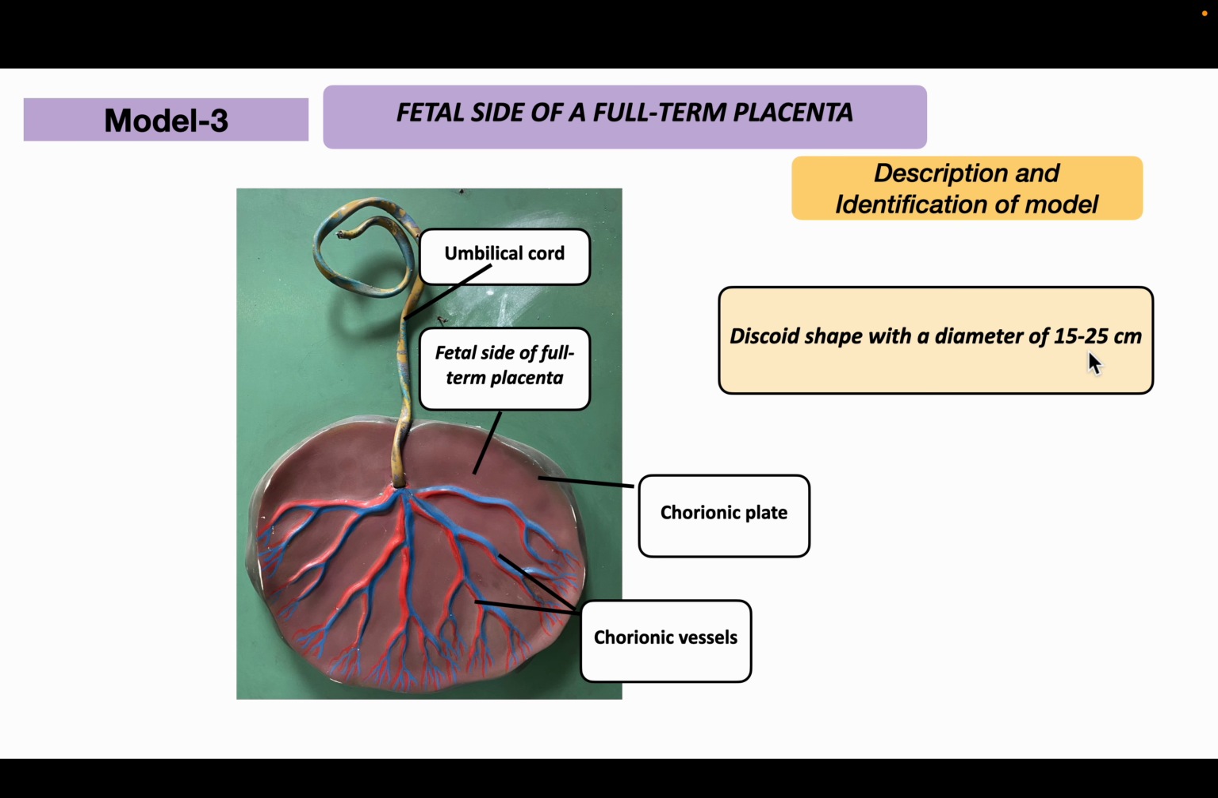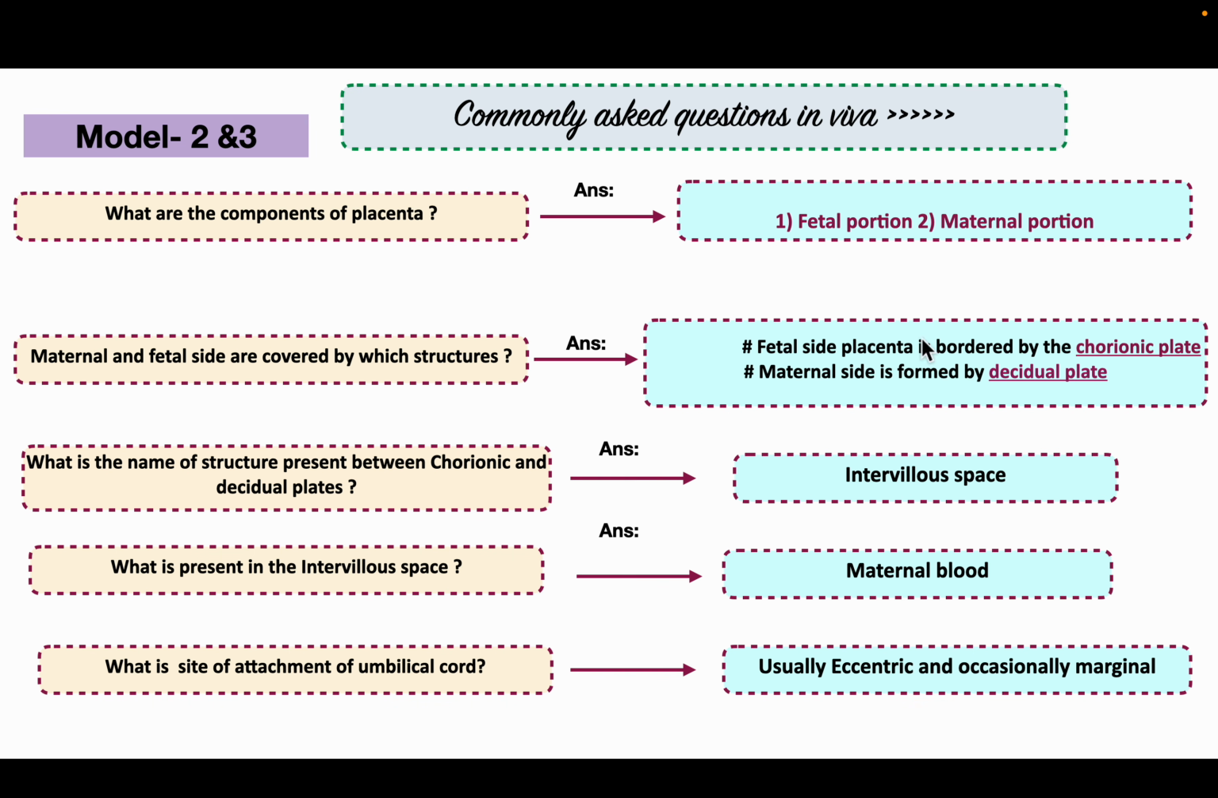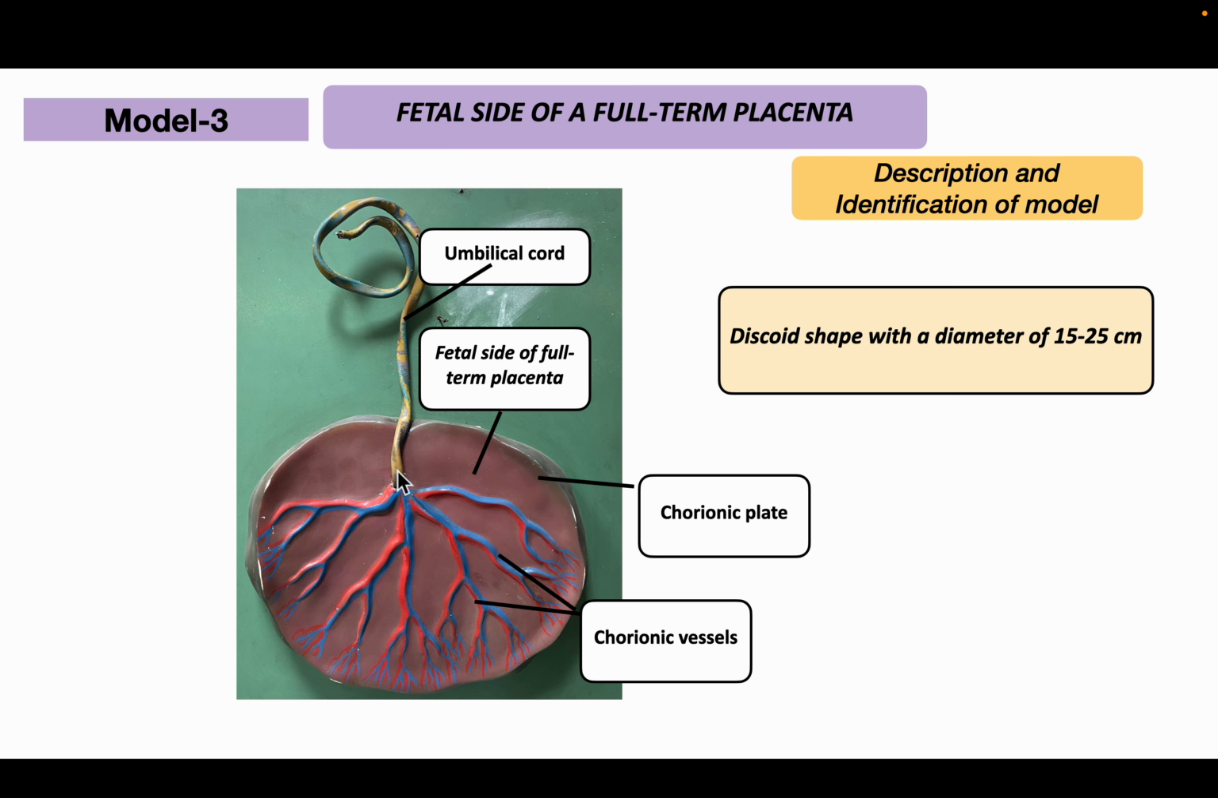Now what are the important questions which are coming out from these two models is, what are the components of placenta? Your answer will be fetal portion and maternal portion. Maternal and fetal sides are covered by which structure? Fetal side is covered by chorionic plate and maternal side is covered by decidual plate. What is the name of structure present between chorionic and decidual plate? Intervillus space will be the answer. What is present in intervillus space? That is maternal blood. What is the site of attachment of umbilical cord? It is usually eccentric or occasionally marginal. You can see in this model it is eccentrically attached, or it may be attached at the margin.